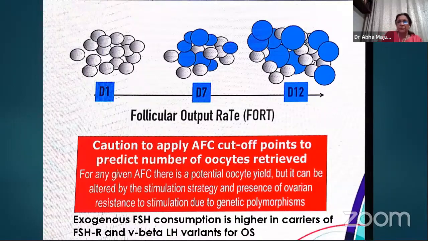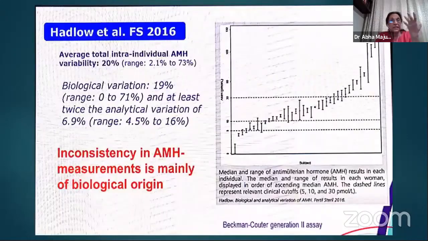So it could be sometimes a very high AMH, which could make our stimulation resistant, or it could be genetic polymorphism. And we all know that exogenous FSH consumption is higher in carriers of FSH R variants and beta LH variants for ovarian stimulation. Having said that, let's look at AMH also. We rely all our results, or we decide our doses, on AMH. There is inconsistency in AMH measurement, and it is not only the assay, it is of biological origin.